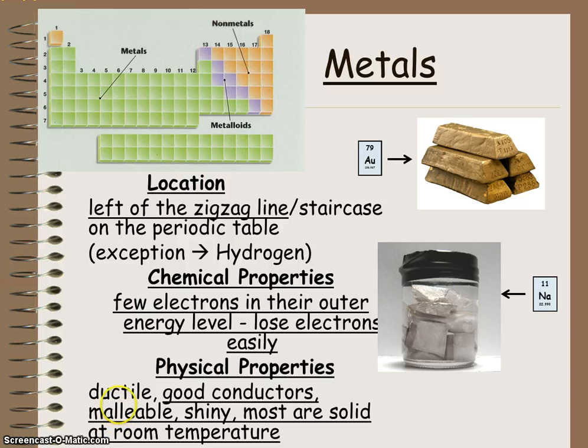Metals are malleable, which means you can pound them into sheets. You have seen aluminum foil. Okay, aluminum foil is aluminum that has been pounded into a sheet. Metals are shiny, and almost all metals are solid at room temperature. There is one exception to that rule, and that is mercury. Mercury is liquid at room temperature, and mercury is also very poisonous, so please don't try and find some to play with at room temperature.